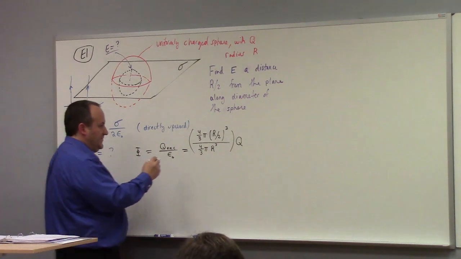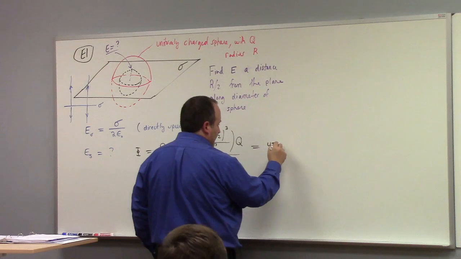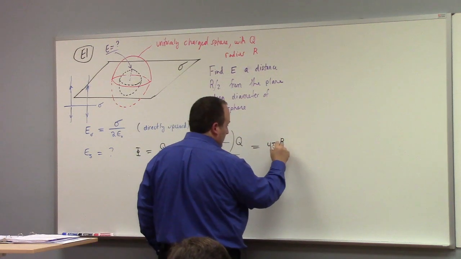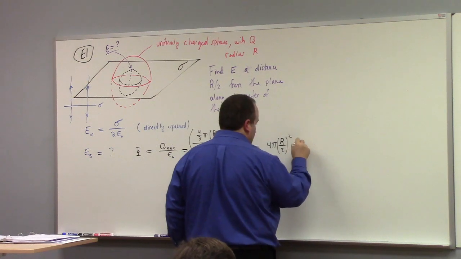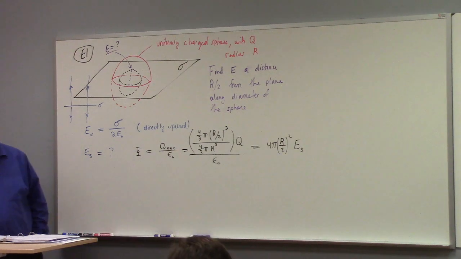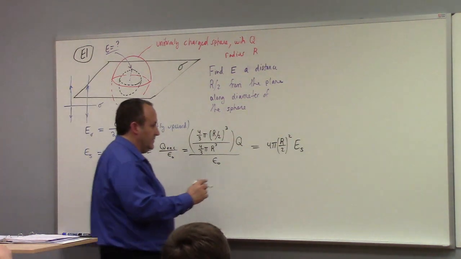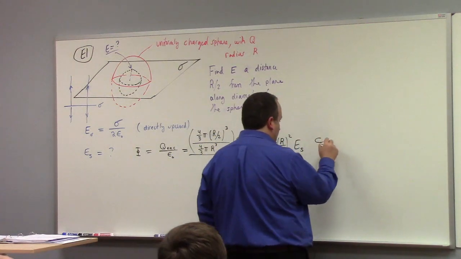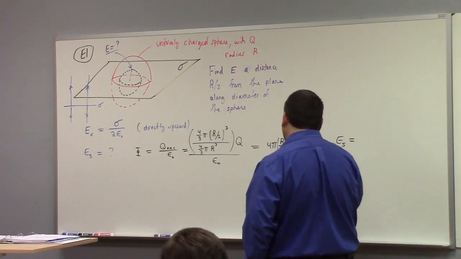And divided by epsilon naught. Now this is all equal to what? Well, 4 pi (r over 2) squared, right? Times the electric field due to the sphere, which I'm calling E sub s. Okay, so then what? Well, the 4/3 pi cancel, right? Can you guys help me with the algebra here? And the r. Okay. Do they all cancel?